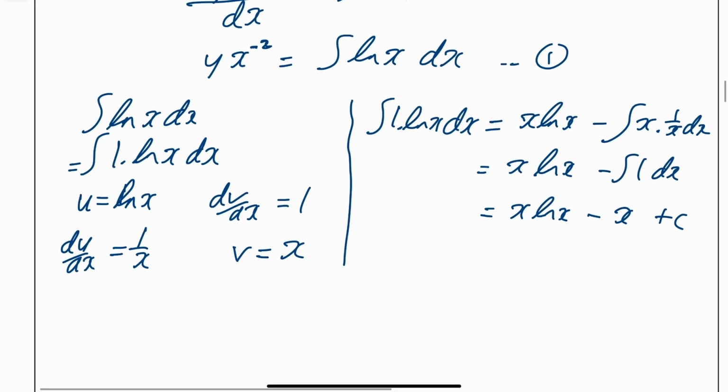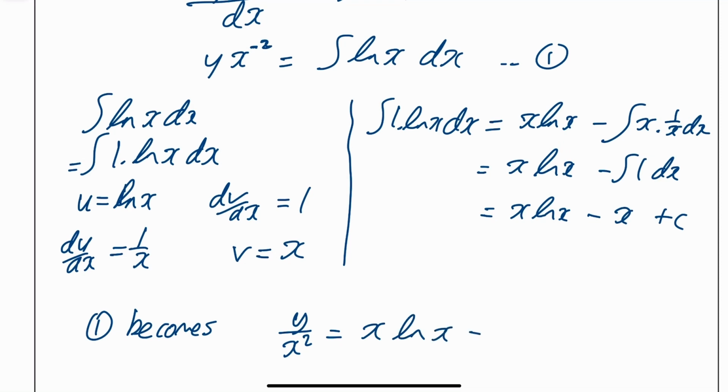So equation 1 becomes, I'll change how I write my left hand side. I'm going to write it as y over x squared, and my right hand side, I now know the integral of ln of x is x ln x minus x, and then plus c.